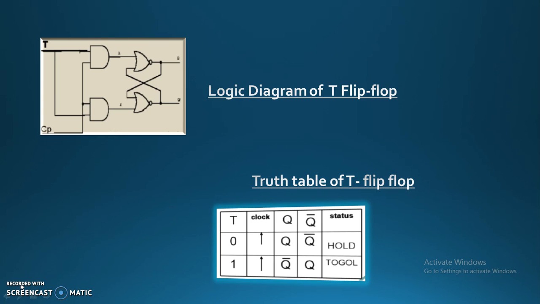When T is 0 and the clock is triggered high, the status is hold, and when T equals 1 and the clock is positively triggered, the status is toggle. We will attend to the next.